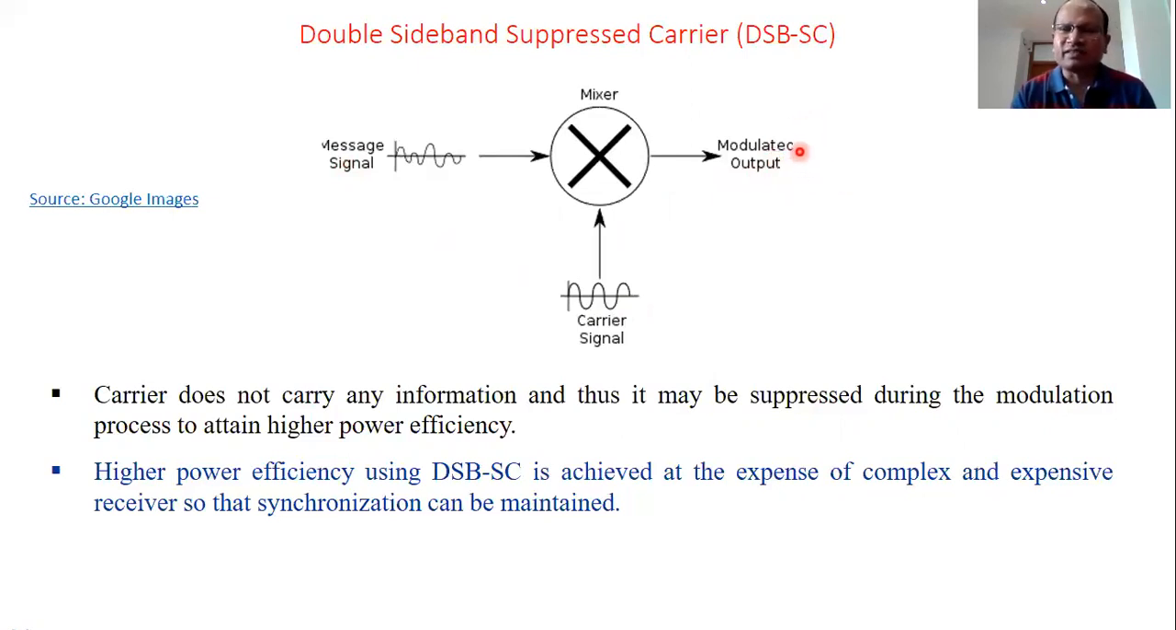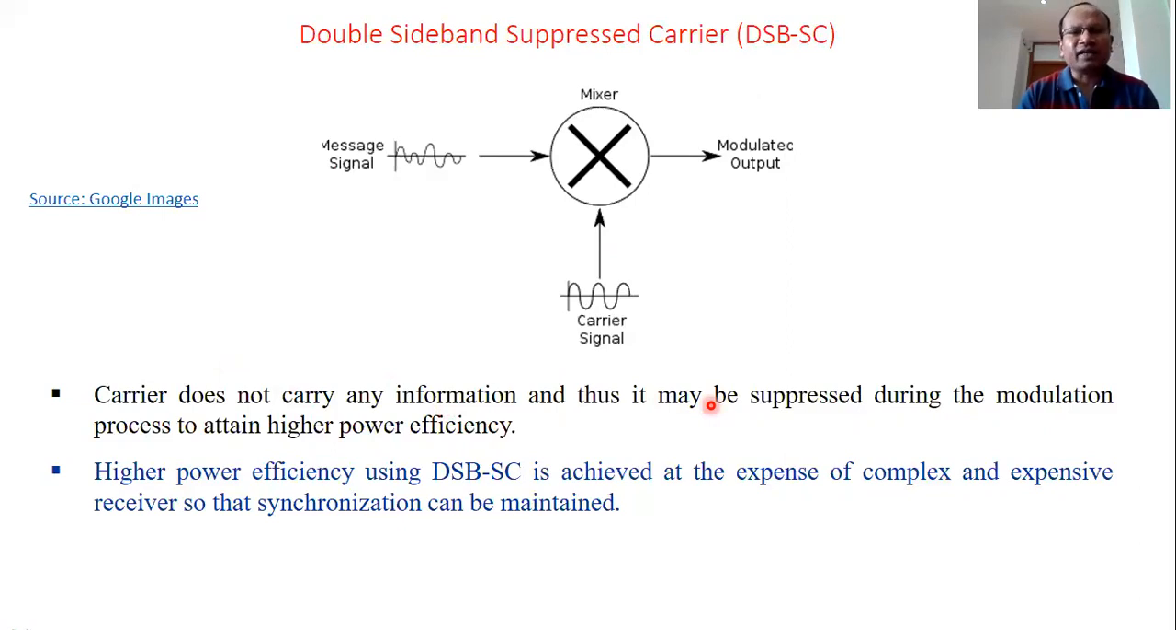This modulated signal is generated by using a mixer, or sometimes we call it a frequency translator. How do we get it? We multiply the message signal and the carrier frequency and we get the modulated signal. This modulated signal includes two sidebands: one is above the carrier frequency, and the second sideband is below the carrier frequency. The carrier does not carry any information. Therefore, it may be suppressed during the modulation process to attain high power efficiency.